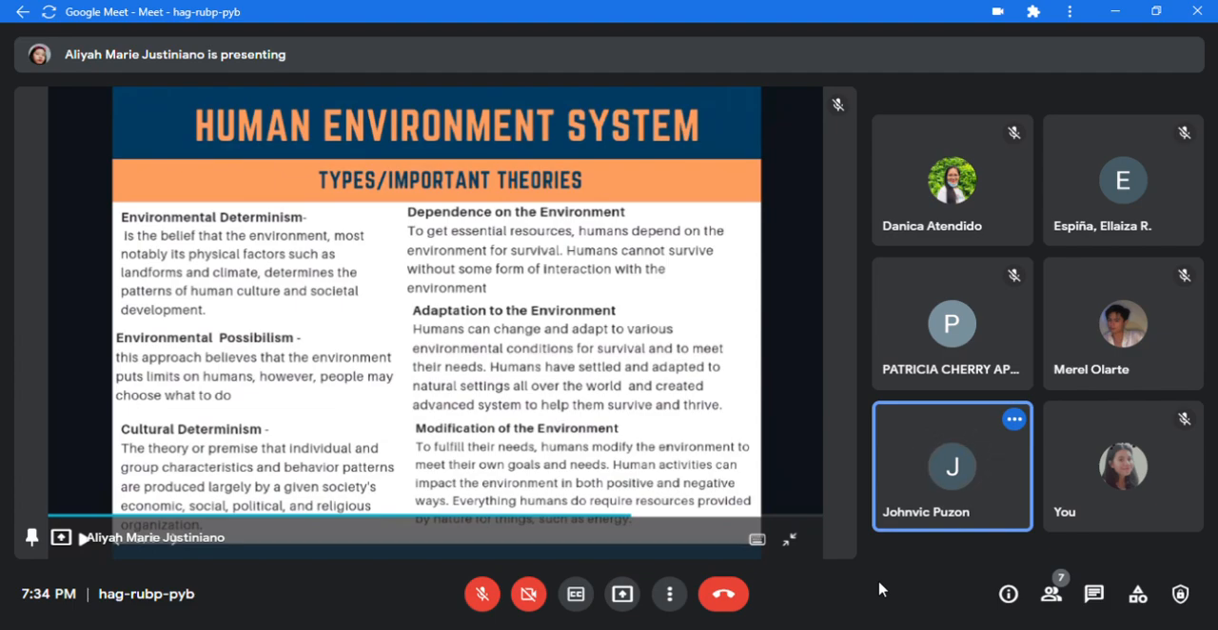Adaptation to environment. Humans can change and adapt to various environmental conditions for survival and meet their needs. Humans have settled and adapted to natural settings all over the world and created advanced systems to help them survive and thrive. Modification of environment. To fulfill their needs, humans modify their environment to meet their own goals and needs. Human activities impact the environment in both positive and negative ways. Everything humans do requires resources provided by nature, things such as energy. Correction.